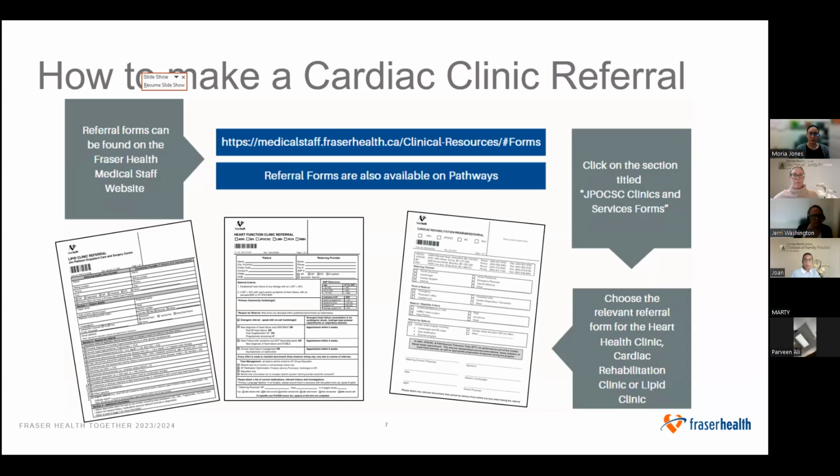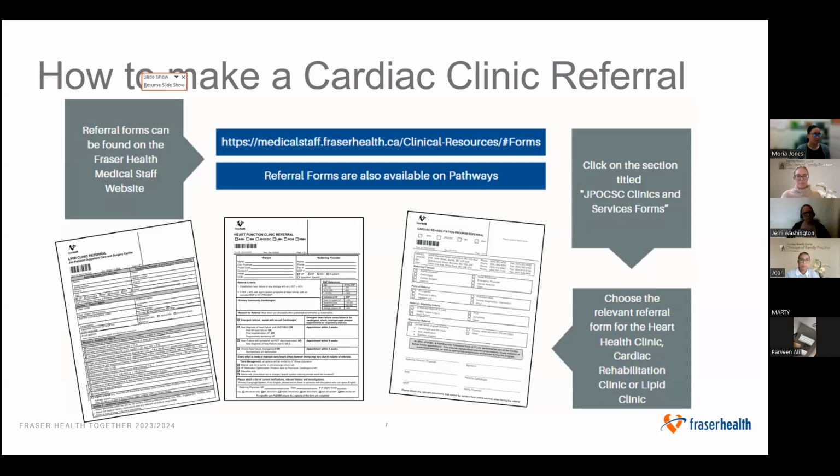One thing I would like to mention is that within our heart function clinic we have a subset of a type of heart failure called amyloidosis. There is a separate referral form for amyloidosis, which I believe is on Pathways as well. But I just wanted to point out that you can also use the heart function clinic referral form and just indicate amyloidosis consultation.